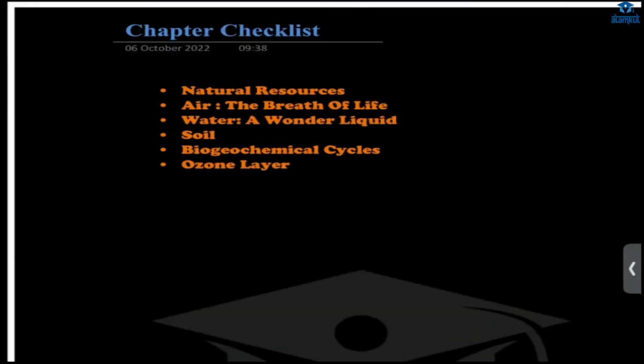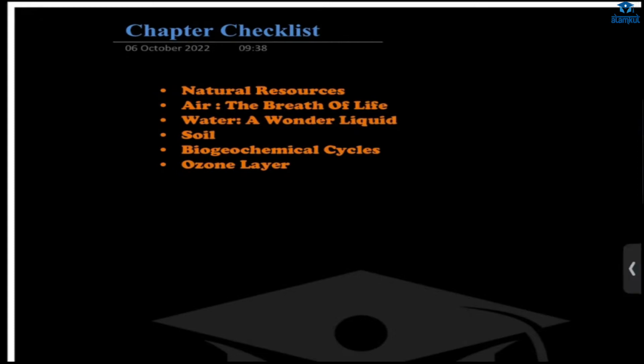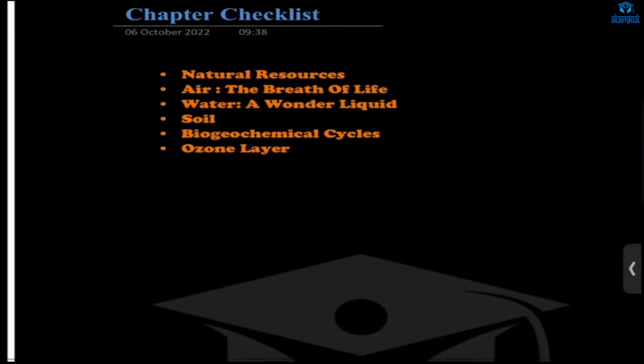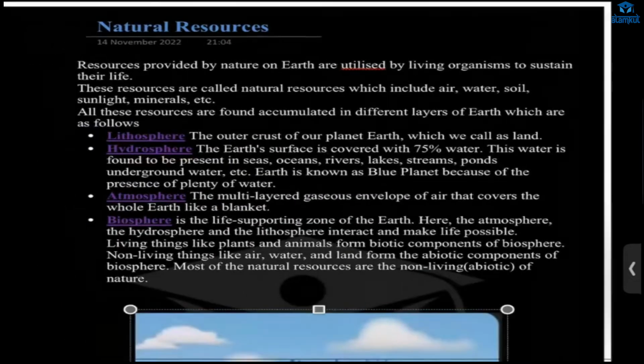Okay, today we'll start our last chapter, that is natural resources. In that we're going to talk about air, water, soil, and its pollution, then its conservation, then biogeochemical cycles. That is the oxygen cycle, water cycle, then nitrogen cycle, and carbon cycle, then the ozone layer. So first thing is natural resources.